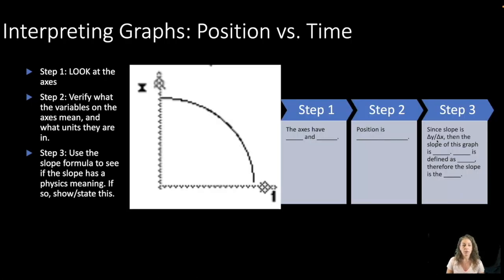Take a look at this graph and fill in the blanks in these steps. So look at the axes as step one. Make sure you know what those mean. So what do these variables mean? What does x mean and what does t mean? Then, what does the slope mean? What is the formula for the slope as it's applied to this?